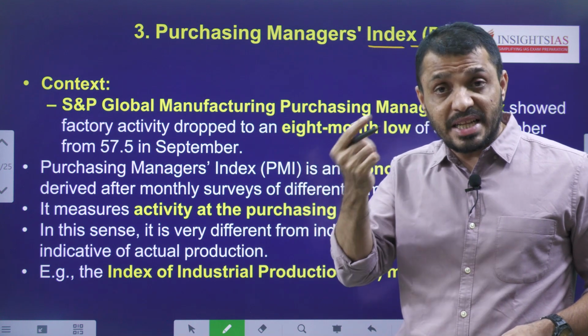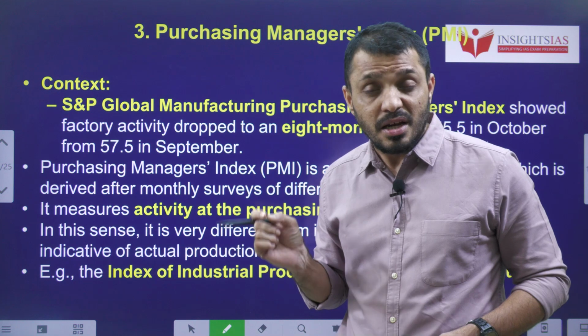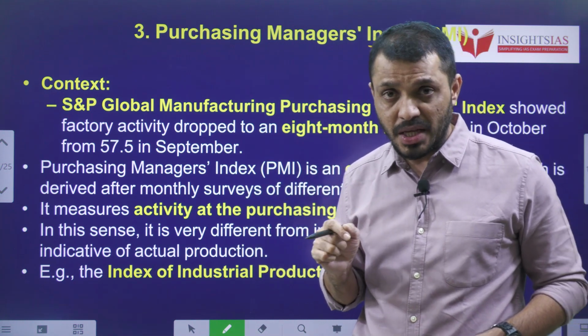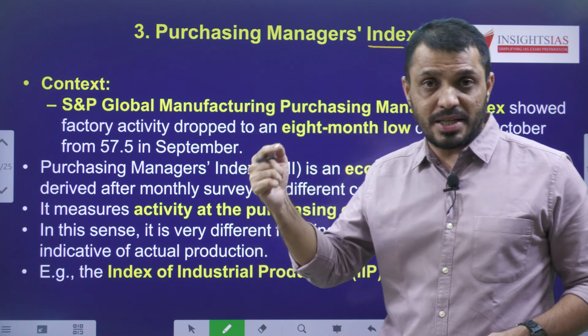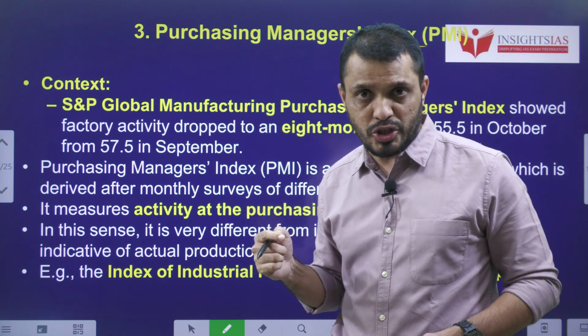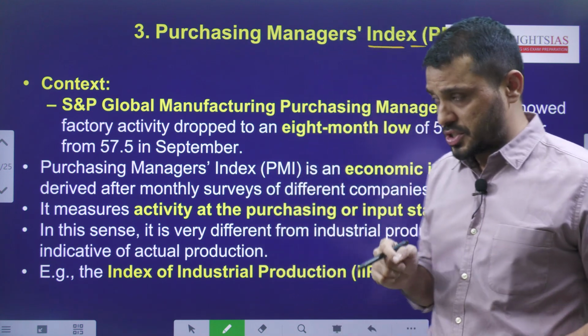As we purchase raw materials first, only after that will we get to know about the output. That is the reason the Purchasing Managers Index is an early indication of economic activity. If the Purchasing Managers Index is reducing, it means in the following weeks, whichever indicators come, like GDP or the index of industrial production, those indicators are also going to be negative in terms of industrial production.